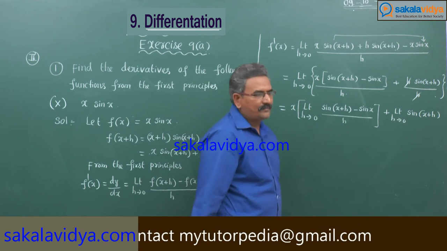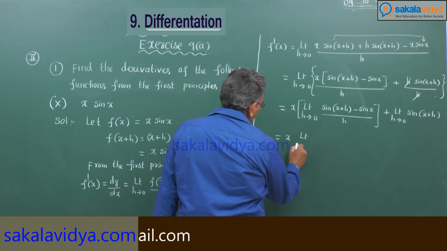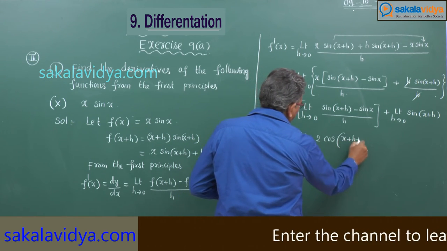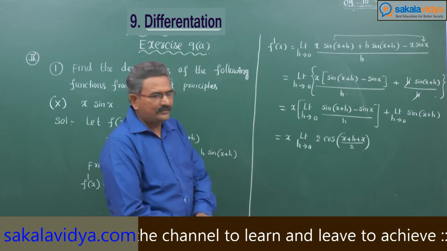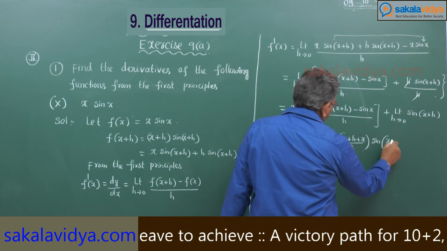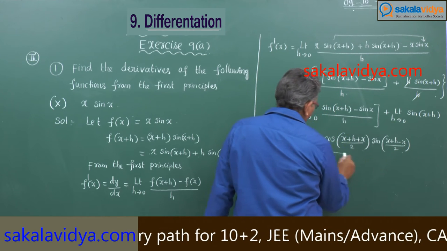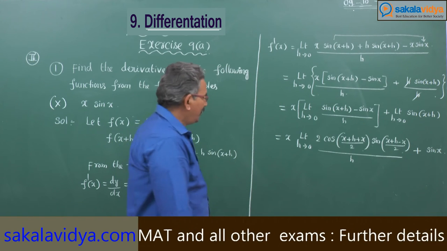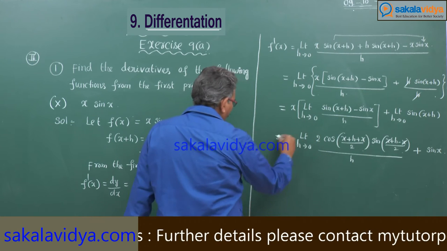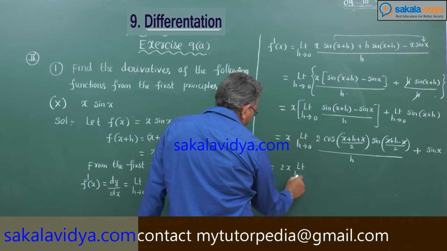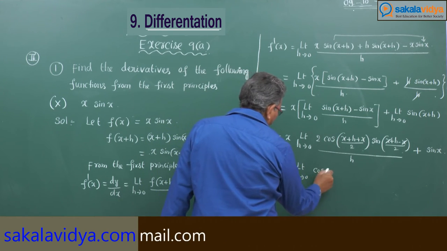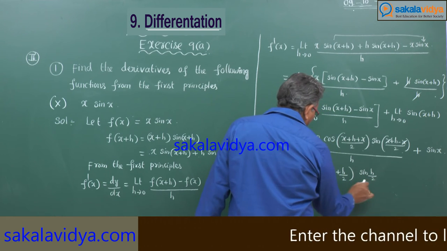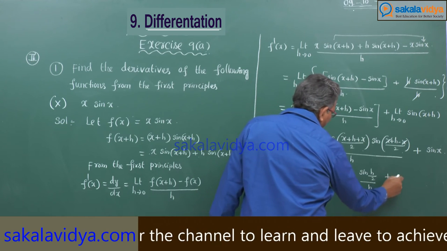This is sin c minus sin d. So x into limit h tends to 0, 2 cos of (x plus h plus x) by 2 and next sin of (x plus h minus x) by 2 upon h, plus 0, this becomes sin x. X, x gets cancelled, 2x by 2 is x, 2 common, 2x into limit h tends to 0 cos of (x plus h) by 2 into sin of h by 2 by h, plus sin x.